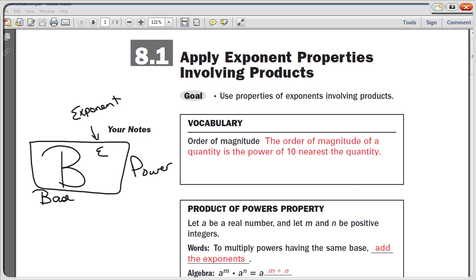Order of magnitude. The order of magnitude of a quantity is the power of 10 nearest to the quantity. Now, I'm not so worried that you know what that means. That's just new.